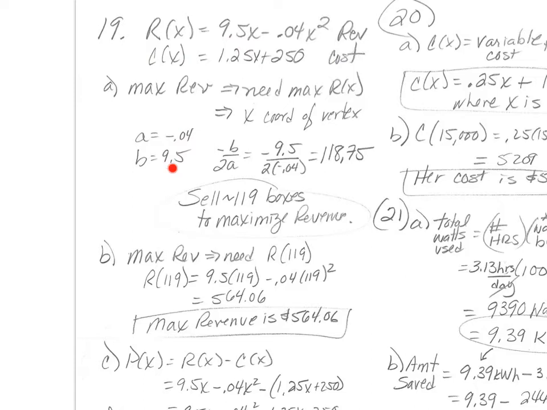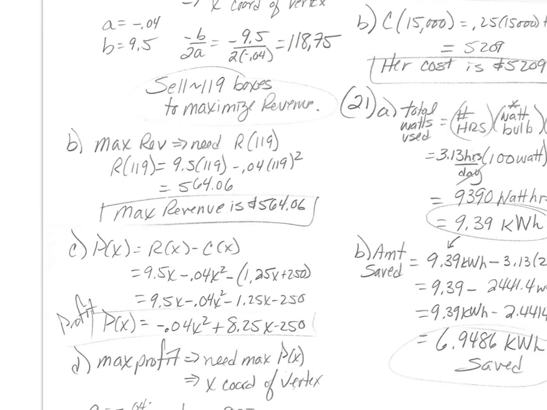So negative b over 2a, a and b have these values from the revenue function, so make sure you're taking them from the correct function. And you get 118.75. You need to round that using your rounding technique, so we get about 119 boxes. But now what you have to do next is find what that maximum revenue is. Yes, this is the x-coordinate of the vertex, but we rounded it to 119, so the max revenue here, we're finding the revenue with 119 boxes.